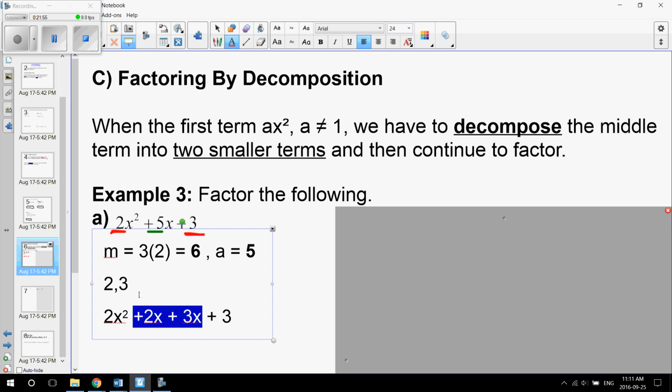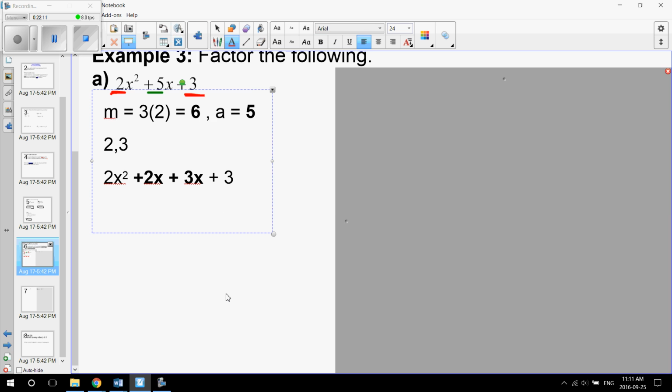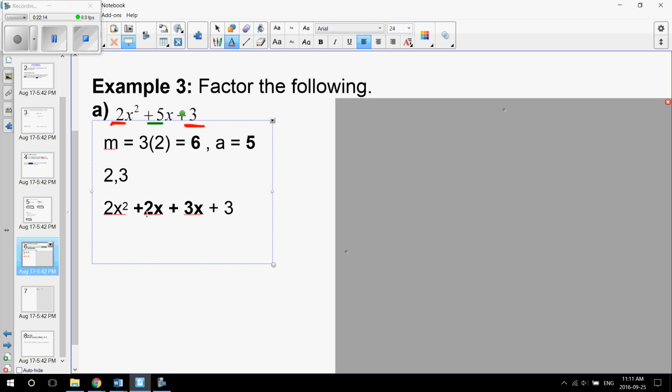So this is where that decomposition comes in. These two numbers, 2x plus 3x, they give us the 5x. So that still works. But now we have it broken up into these two different pieces, and that's going to help us continue to factor. So we now have 2x squared plus 2x plus 3x plus 3. Now it says to continue to factor.